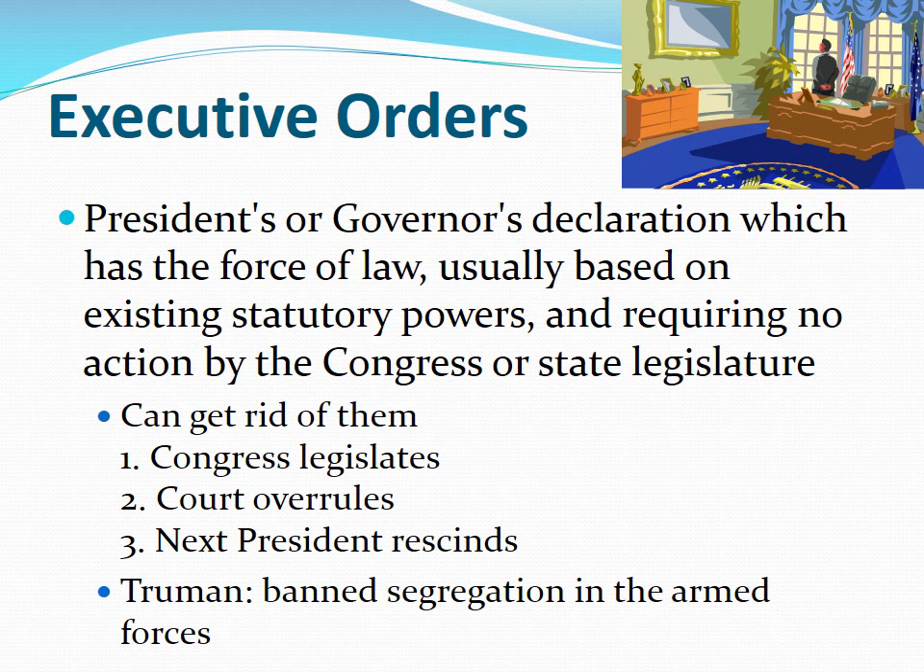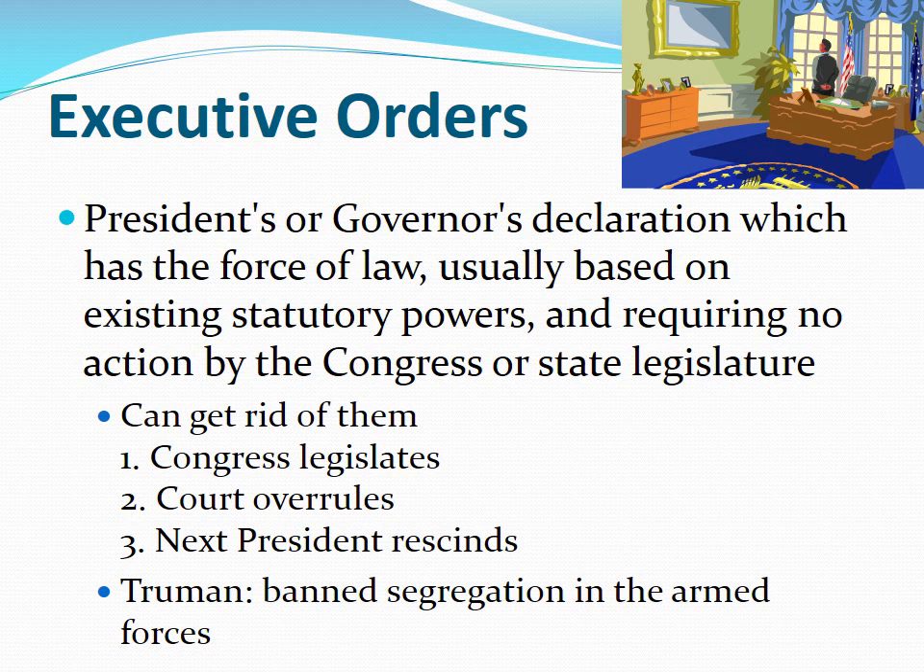Lastly, we have executive orders. Executive orders come from the executive of a particular jurisdiction, giving a declaration which has the force of law. So think of the president, but this can also be the governor. These are usually based on their currently existing statutory powers, but they require nothing from Congress at all. So executive orders are a very interesting beast. You might not be aware that they exist at all.